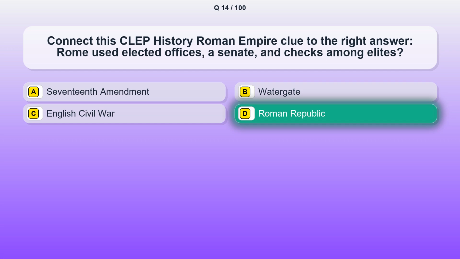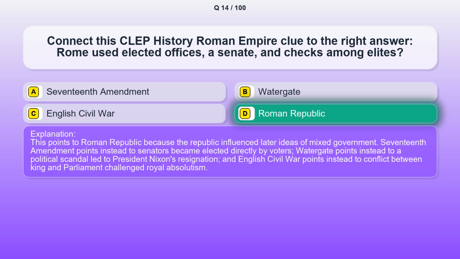The correct answer is option D, Roman Republic. This points to Roman Republic because the Republic influenced later ideas of mixed government. 17th Amendment points instead to senators became elected directly by voters. Watergate points instead to a political scandal led to President Nixon's resignation, and English Civil War points instead to conflict between king and parliament challenged royal absolutism.